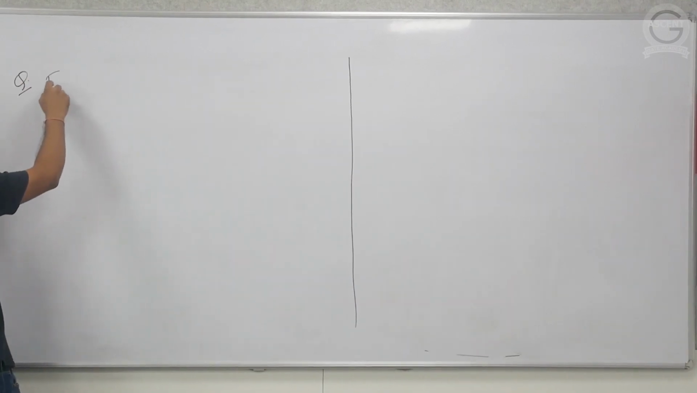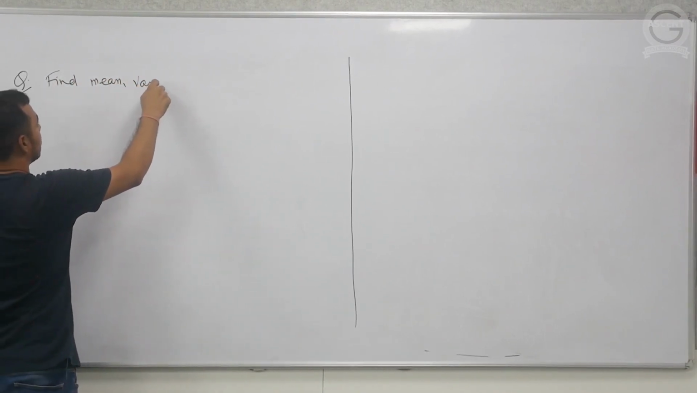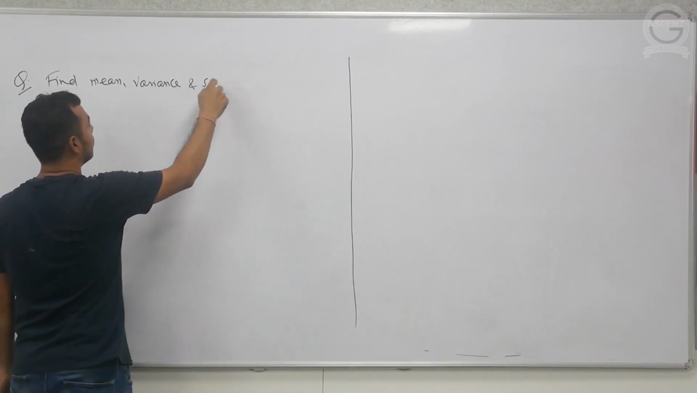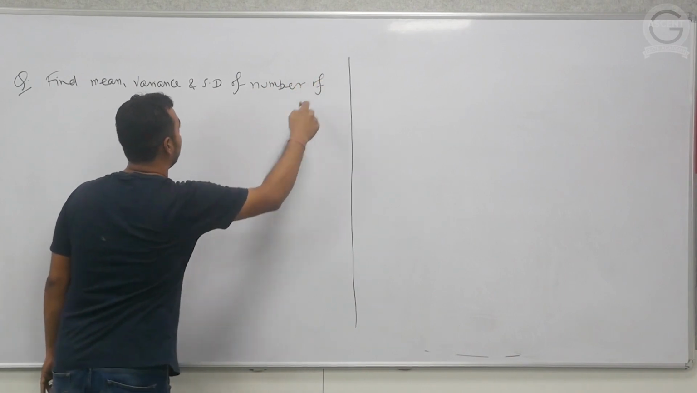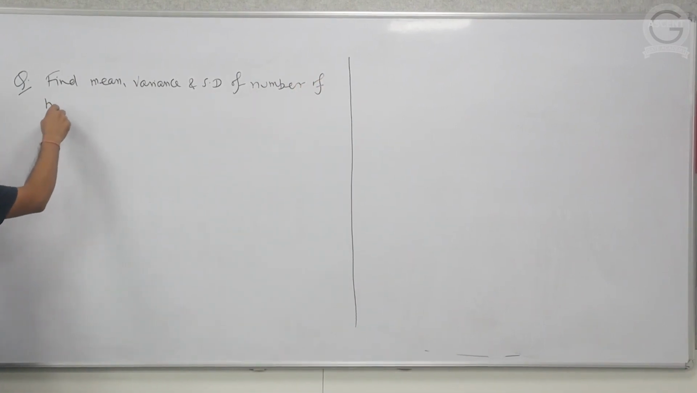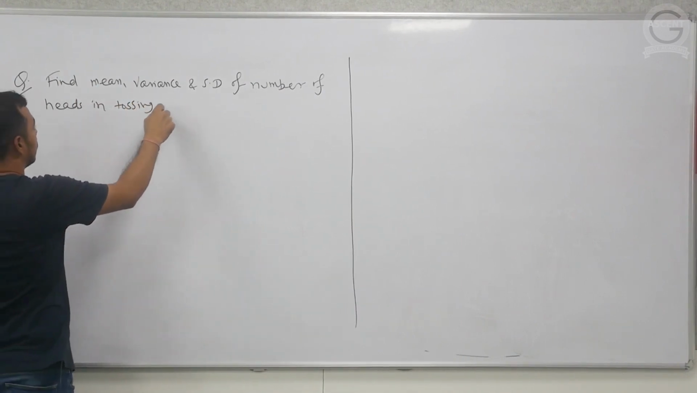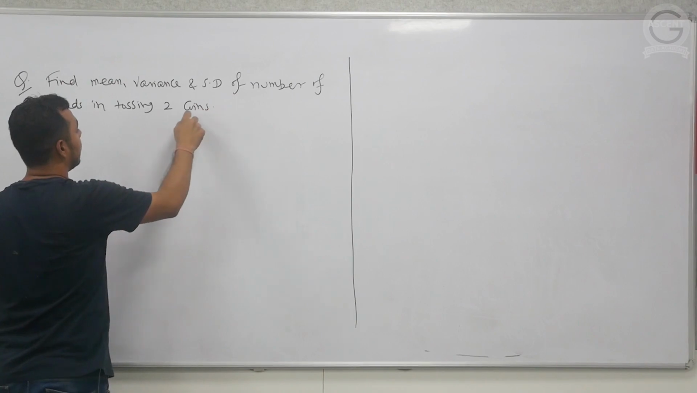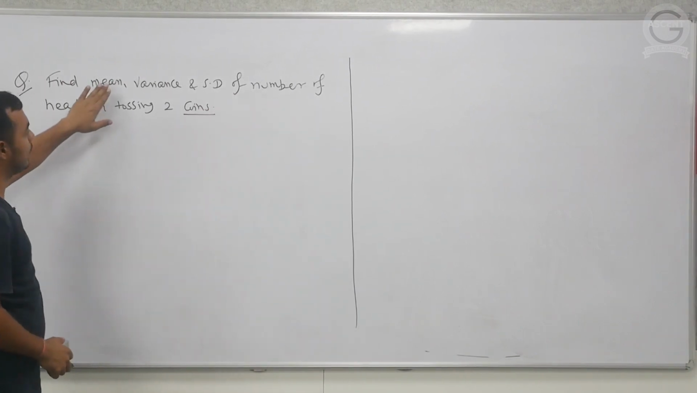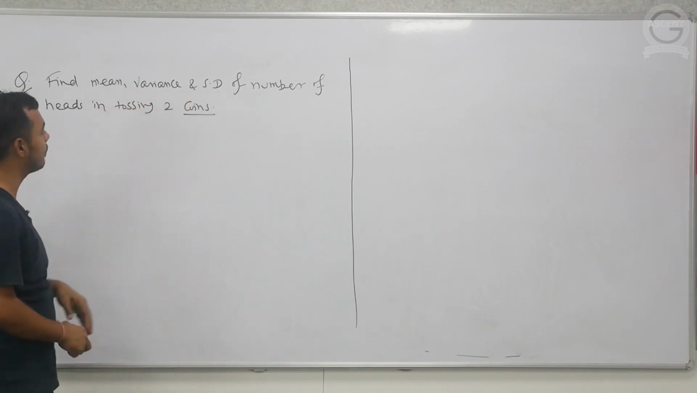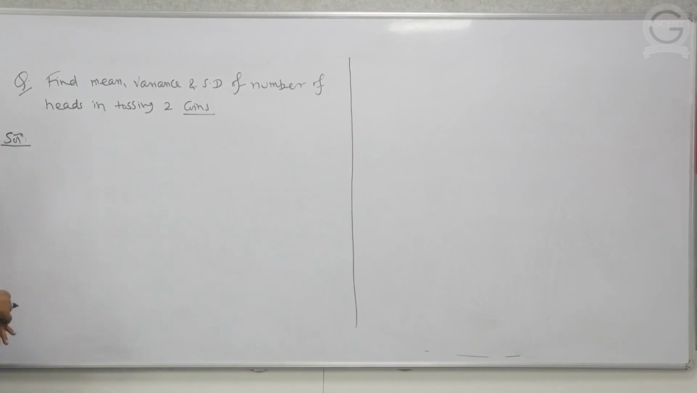So our first question is, find mean, variance and standard deviation of number of heads in tossing 2 coins. So if we toss 2 coins simultaneously, and x is the random variable which is representing number of heads, the question is we have to find the mean, variance and standard deviation of number of heads. So the first step will be we have to draw the probability distribution table.